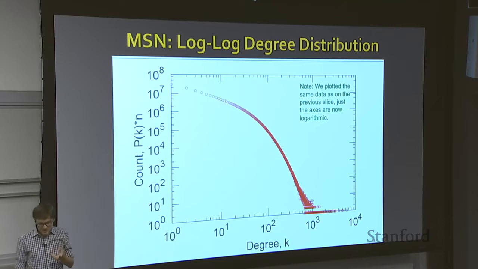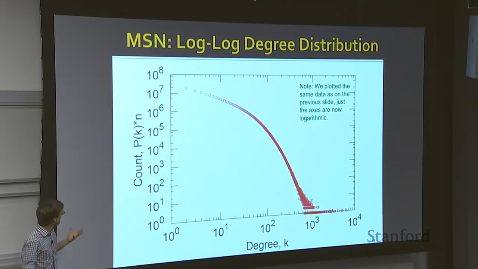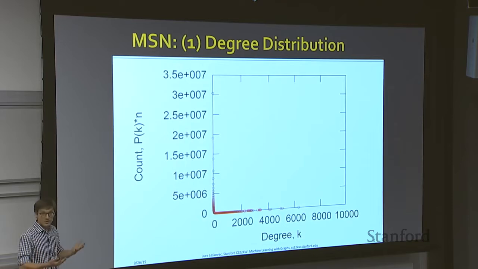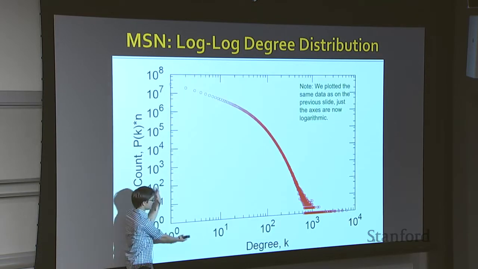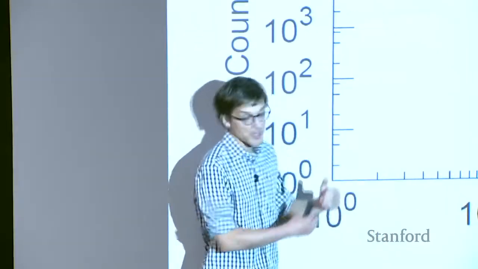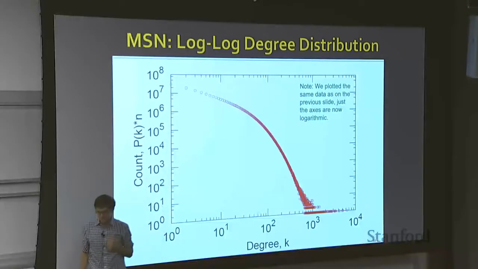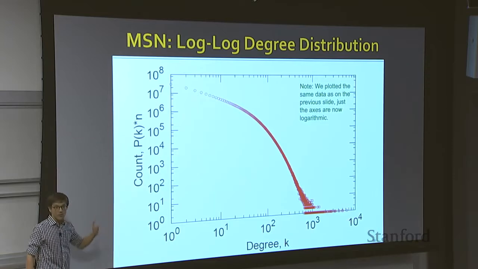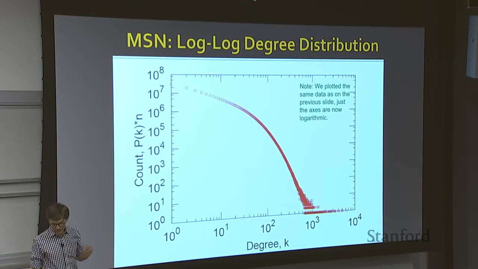Okay? So this is a degree distribution. On linear scales, if you just look at the histogram, it looks like this. But if you create the histogram in this logarithmic space, then a pattern emerges. And we'll talk later in the quarter about why this is a very important property and what it means.